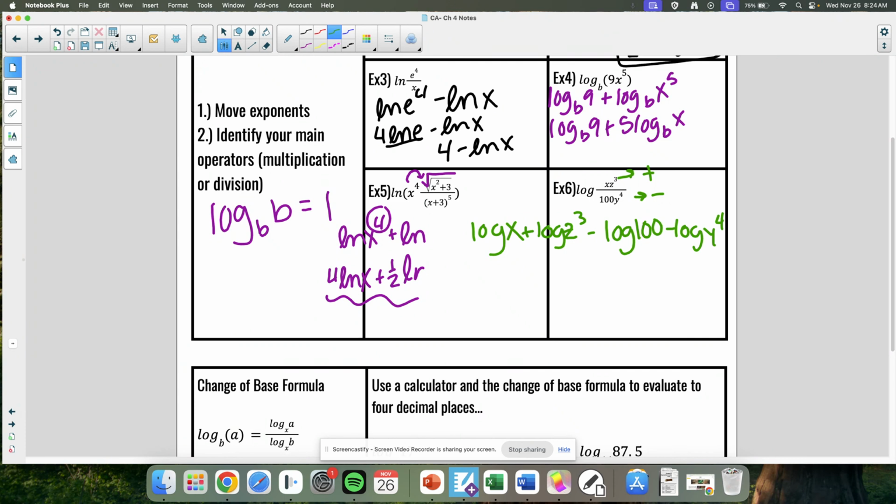So anything on top is a plus, anything on the bottom is a minus. And then just look to see if you have any simplifying to do. Can we do anything with the log of x? No. What about the log of z to the 3rd? Move that. Good, move your exponent. What about log of 100? 10. 2. This is log base 10. So 10 to the 2nd power is 100. And then your last piece, anything we can move? No. The 4.